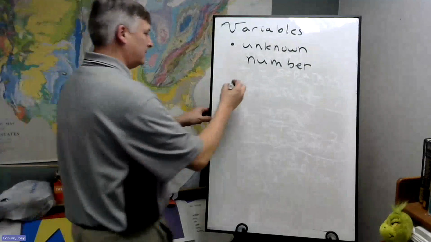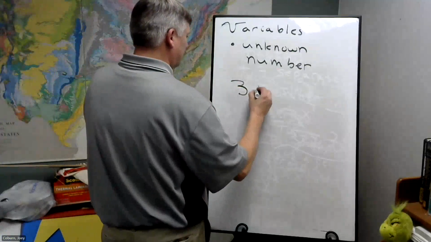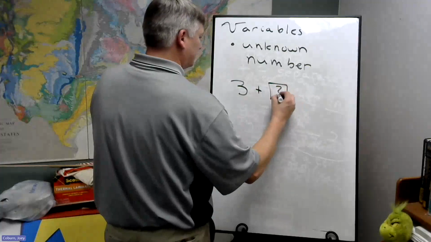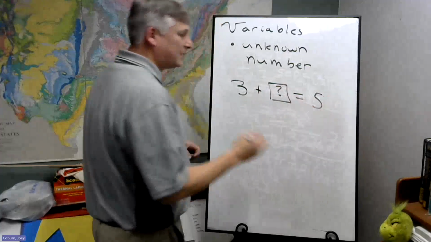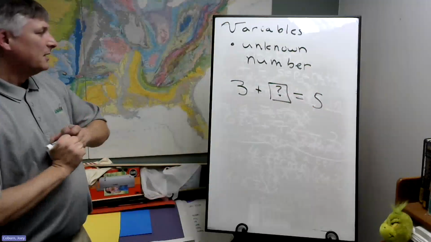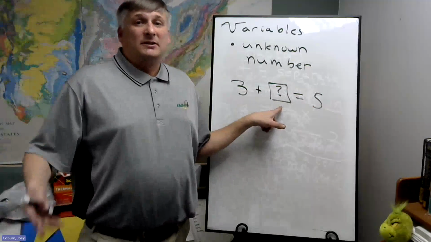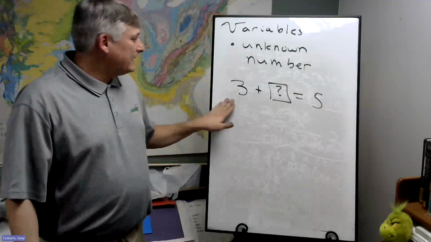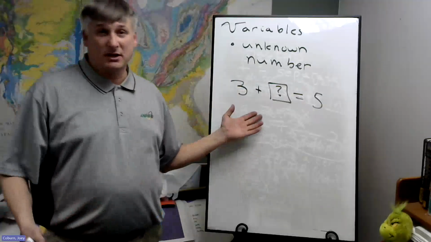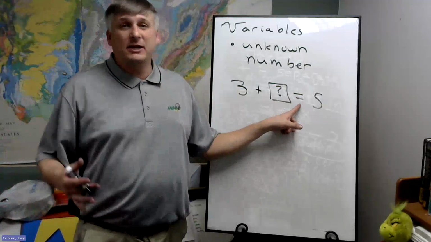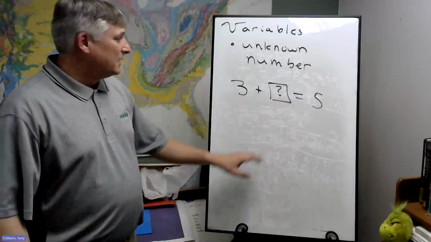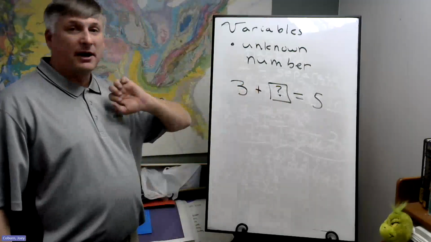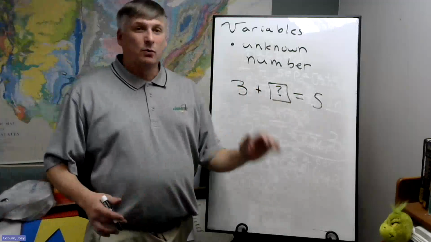So for example, 3 plus some number is equal to 5. This is a variable. It's some missing number in our math. This is called an equation because it has an equal sign, equal for equation. This side is equated with this side. And we'll talk about how to work with this later.